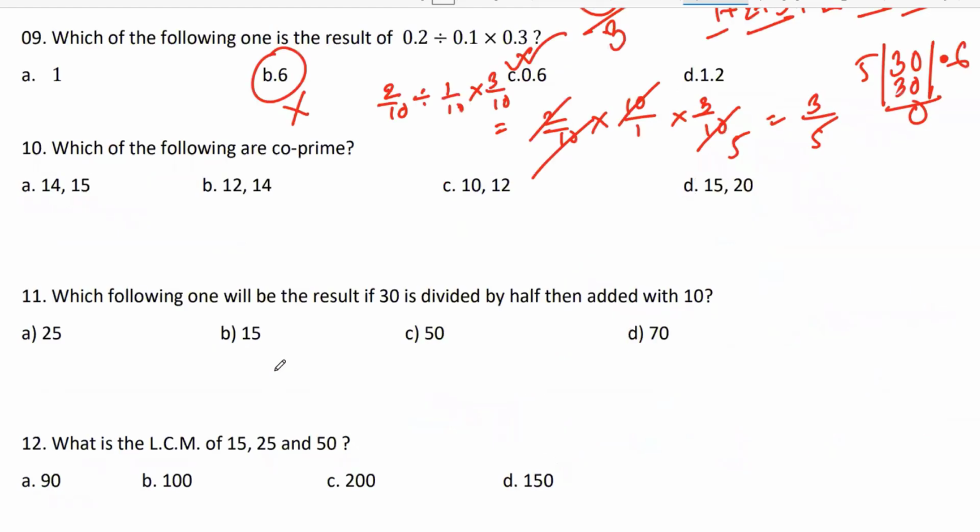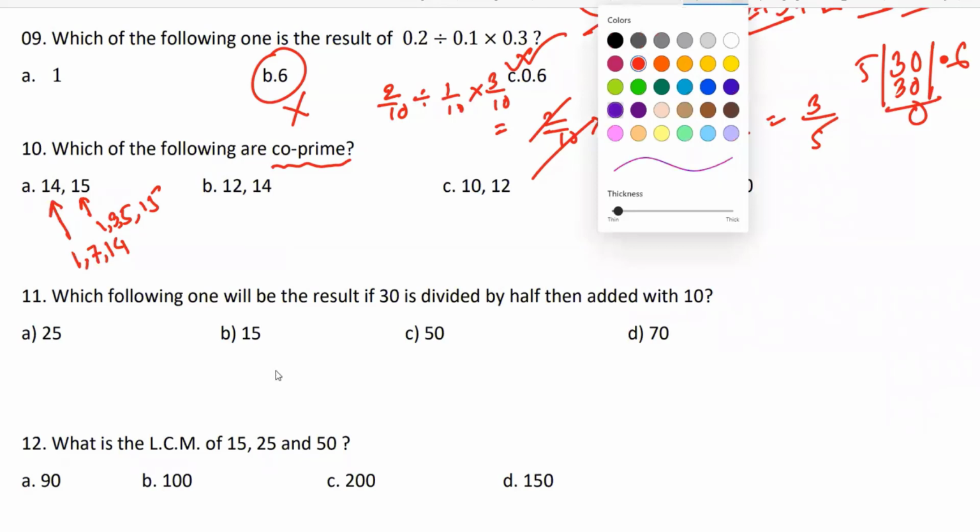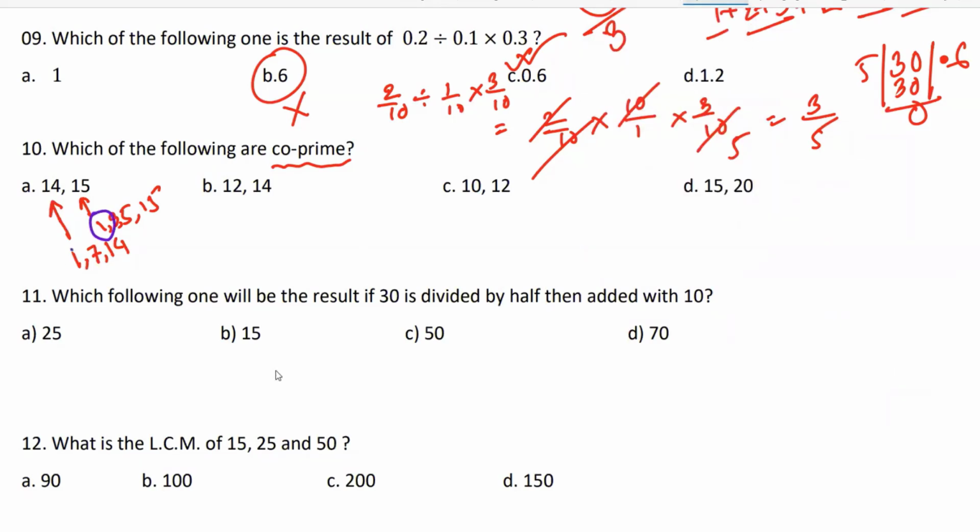Which of the following are coprime? We have already discussed these questions. The coprime numbers here are 14 and 15. Here the factors of 14 are 1, 2, 7 and 14. Here are the factors of 15: 1, 3, 5 and 15. There is no common factor except 1. That's why this pair is a coprime number.